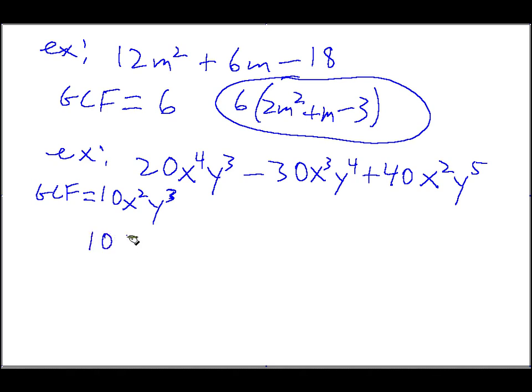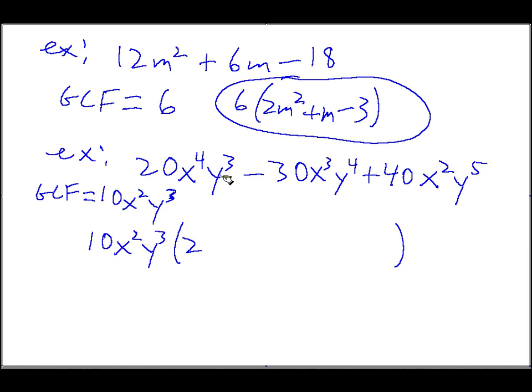As 10x squared y cubed. Our GCF times something. Let's make it big here. 10x squared y cubed times what? Let's go term by term. 10x squared y cubed times what gives me back the first term? Well, 10 times 2 will be 20. I have x squared. I need x to the 4th, so I need one more x or two more x? Well, I need two more x's.